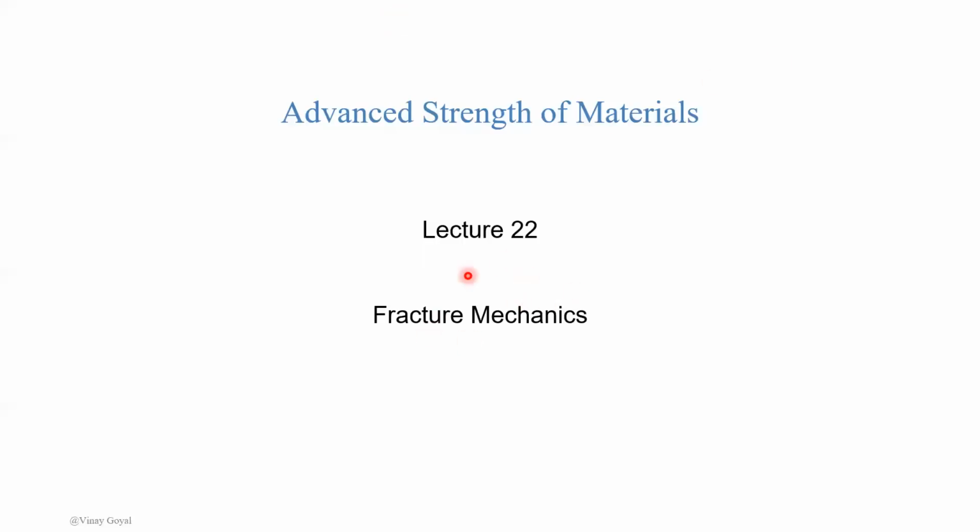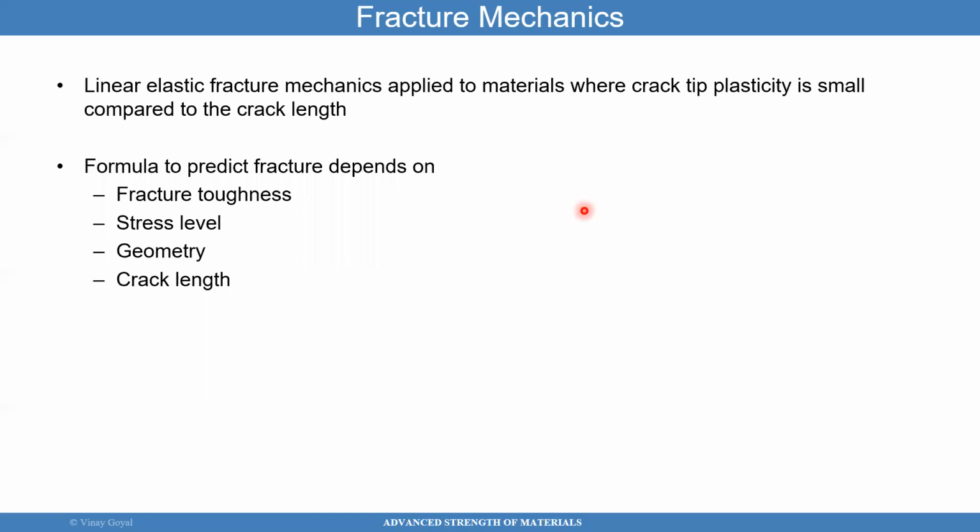We're gonna cover fracture mechanics. Fracture mechanics is a way of predicting what the structure can survive if a flaw were to be present. So linear elastic fracture mechanics is applied to a lot of different materials where crack tip plasticity is small compared to the crack length.